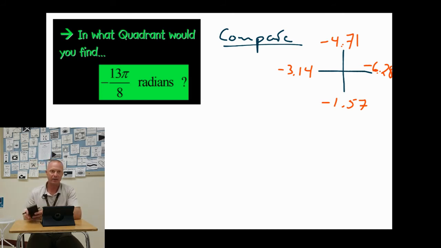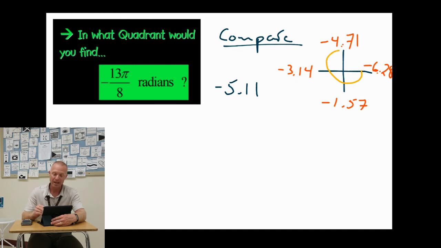Well, if you divide that on a calculator, you get about negative 5.11. Now remember, this is a negative rotation, so I have to rotate in a negative way. That means I'm going to go this way, past negative 1.5, past negative 3.14, hey, past negative 4.71, but not all the way over to negative 6, because I only wanted to rotate negative 5.11. It looks like, though, that ends up causing me to rotate, well, back into quadrant 1. Quadrant 1 ends up being your correct answer.